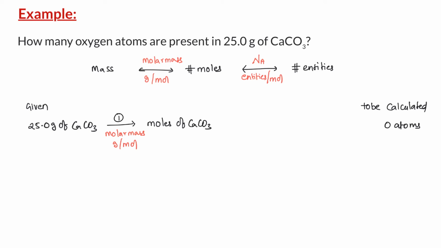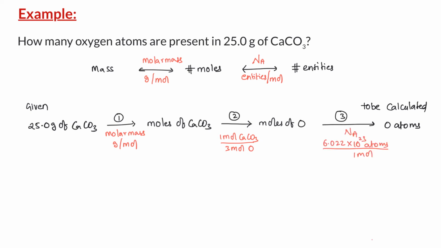Next, convert moles of calcium carbonate into moles of oxygen. Based on the chemical formula of calcium carbonate, we know that each mole of calcium carbonate contains 3 moles of oxygen. Once we have the number of moles of oxygen, we can convert that into number of oxygen atoms by using the Avogadro's number.